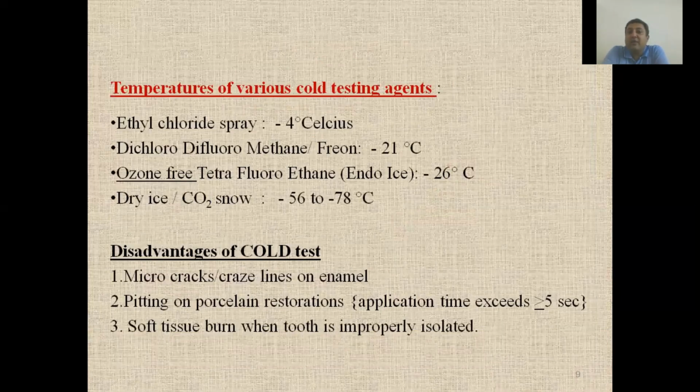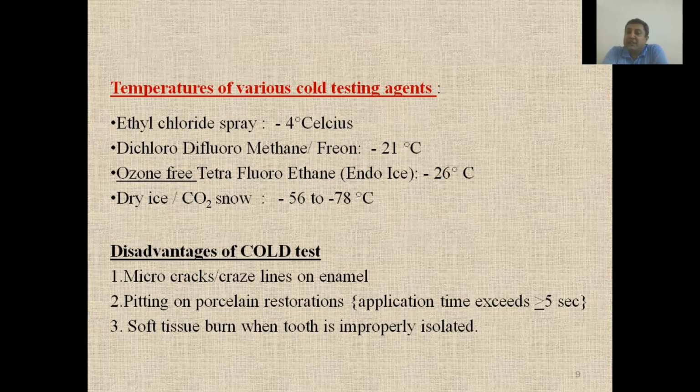Next, what are the various temperatures of these cold testing agents? One by one we will see. Ethyl chloride spray has a temperature of -4 degrees Celsius. Difluoromethane, or Freon gas, has -21 degrees Celsius. Ozone-free tetrafluoroethane, or Endo Ice, has -26 degrees Celsius. Dry ice, or carbon dioxide snow, has a range of -56 to -78 degrees Celsius.